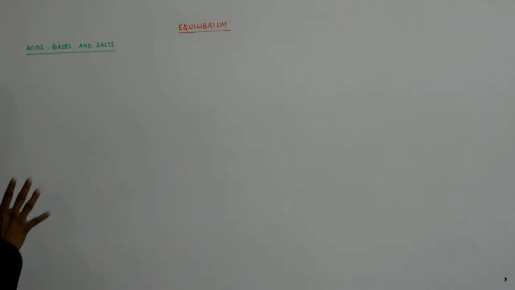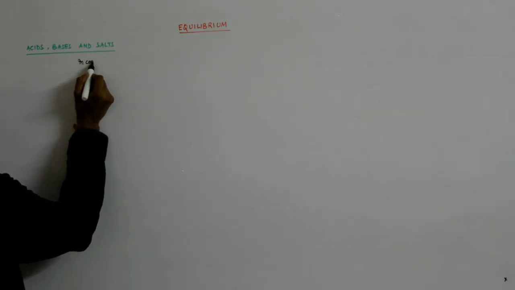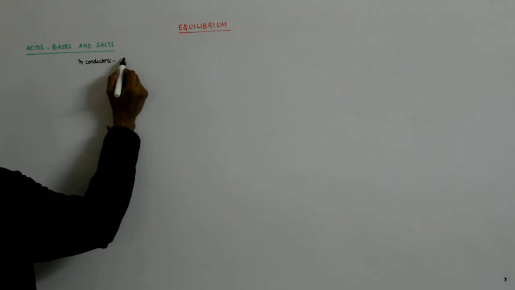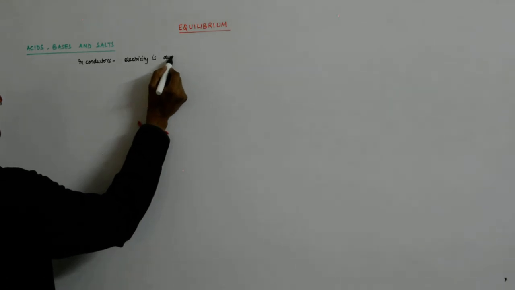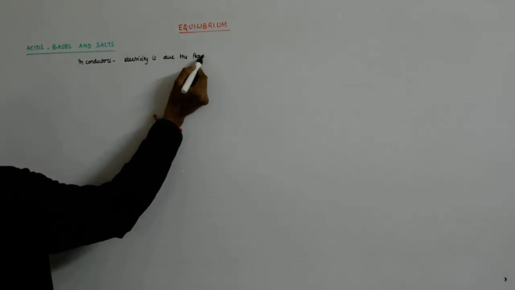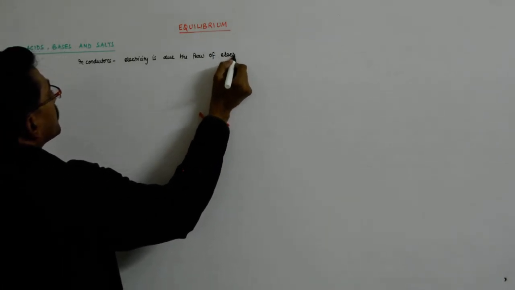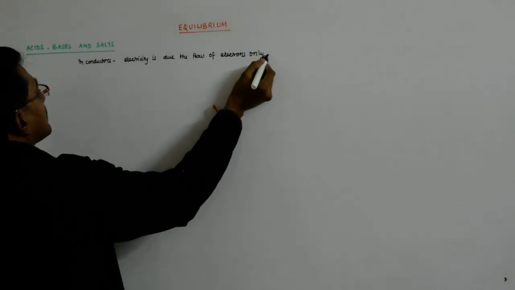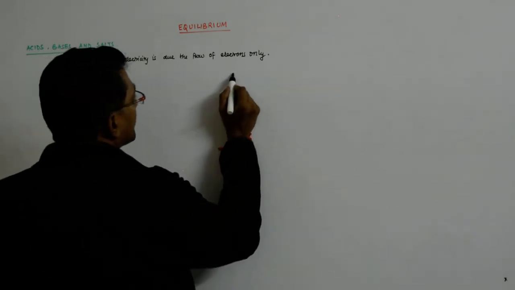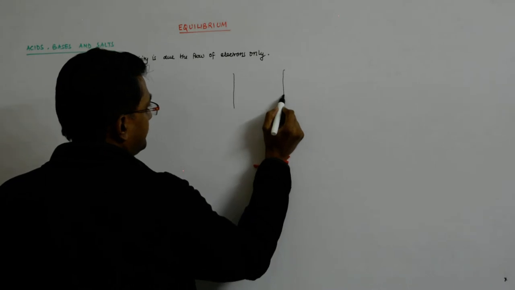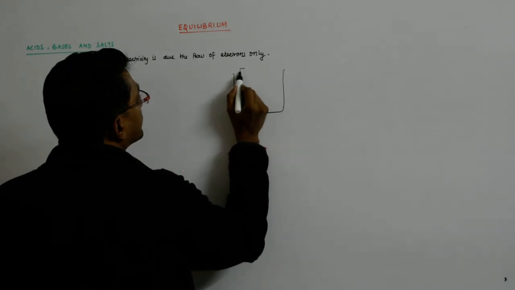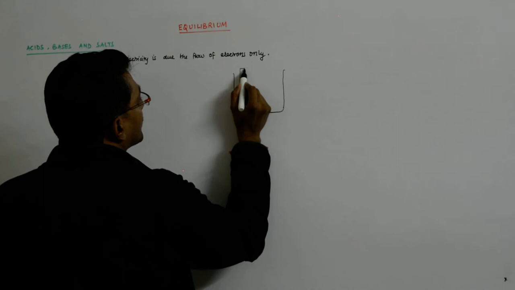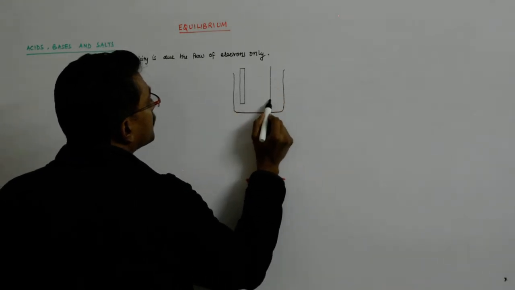Okay, we take it a step further. One thing that you should understand is that in conductors, electricity is due to the flow of electrons only, while in an electrolyte, it is the whole molecule.